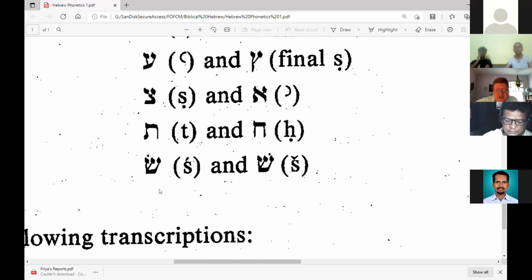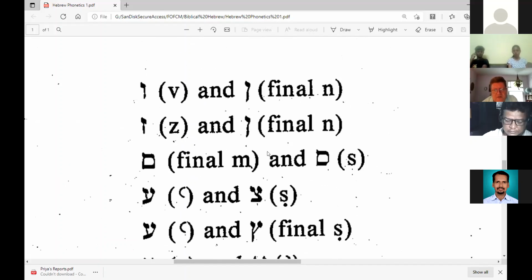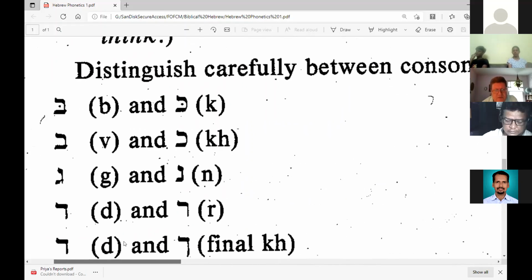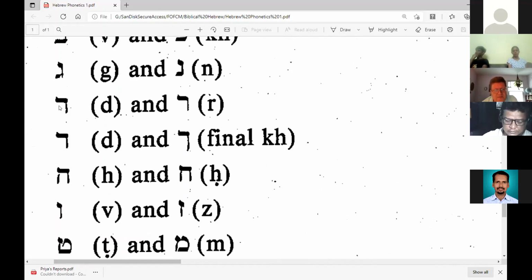Now they say shin, and then there's shin and sin. I didn't go over that. They added the vowel pointings. Of all these, they don't show the vowel pointings except for that one. And do they show vowel pointings here? Yeah, here they show the vowel pointing in the beth.